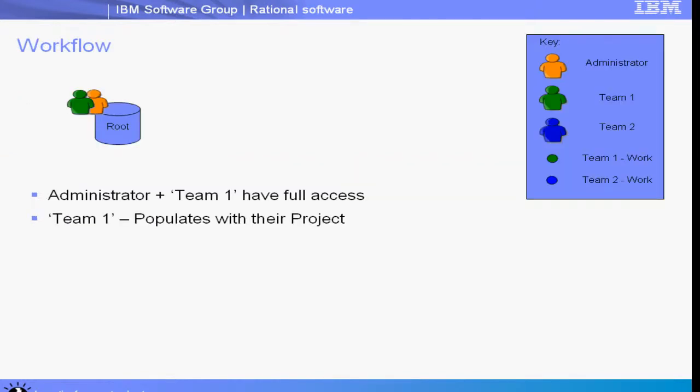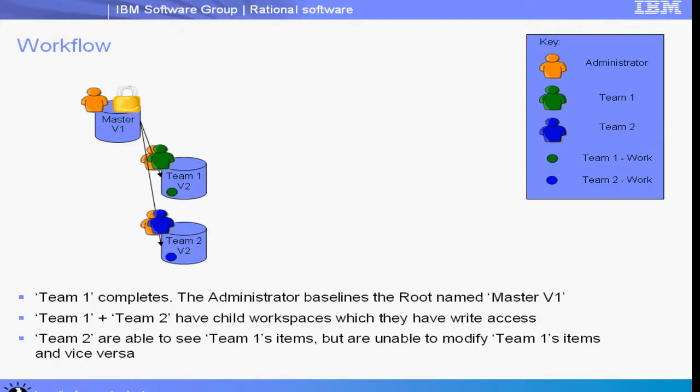Prior to the demo, we're going to assume Team 1 has already populated some work into the encyclopedia. We'll be starting from this point. So Team 1 and Team 2 have child workspaces created from the master. The master is locked, and the master is the published architecture.